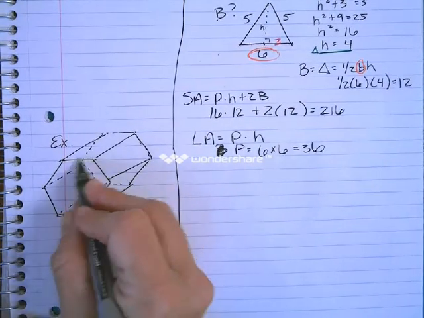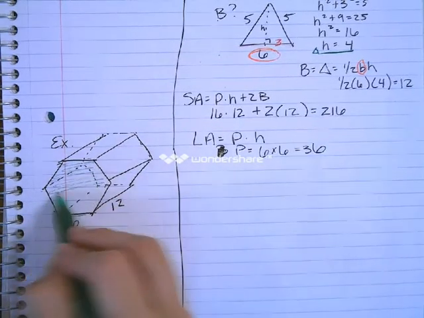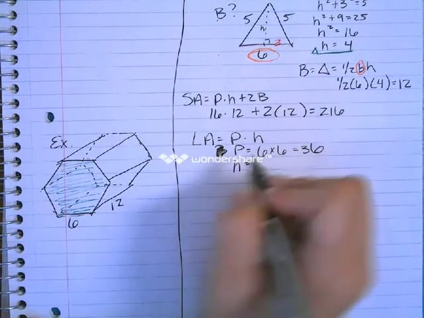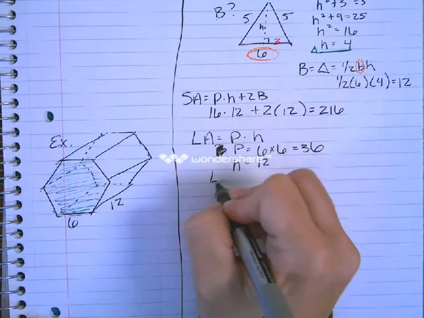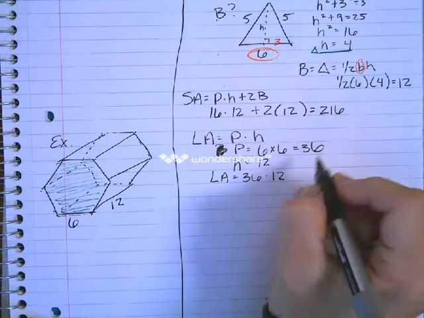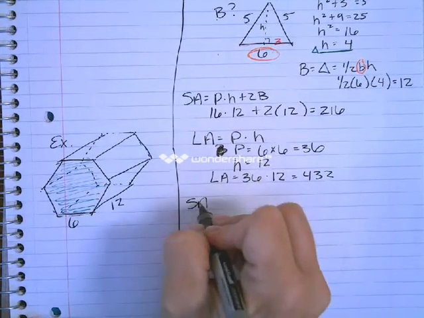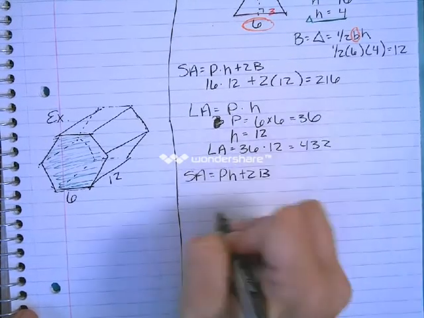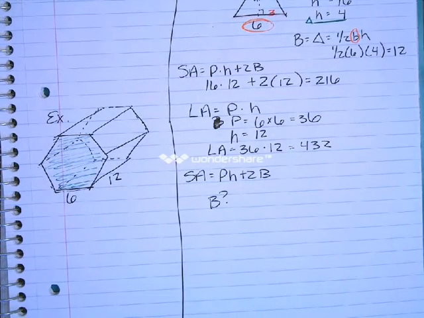Okay. And again, our H is the distance between the bases, which is 12. So the lateral area is 36 times 12, which is 432. Now to do the surface area, which is PH plus 2B. Again, what is B? B is not 6 and B is not 12. B is a hexagon. Okay? When you're doing big B, you are finding the area of a shape.